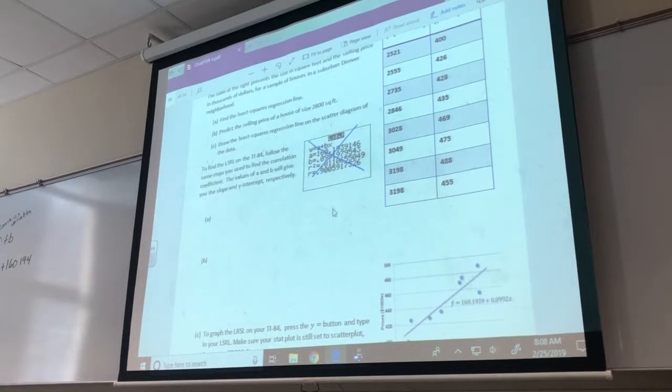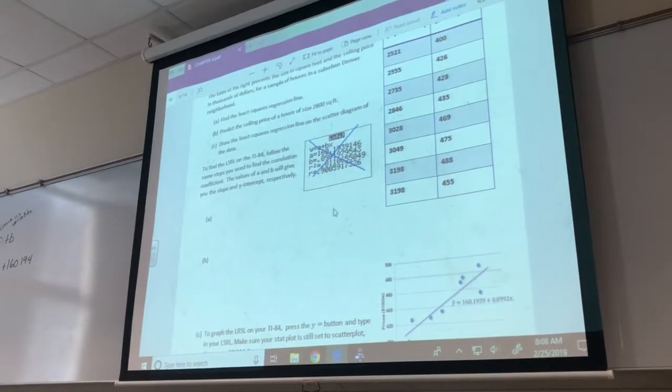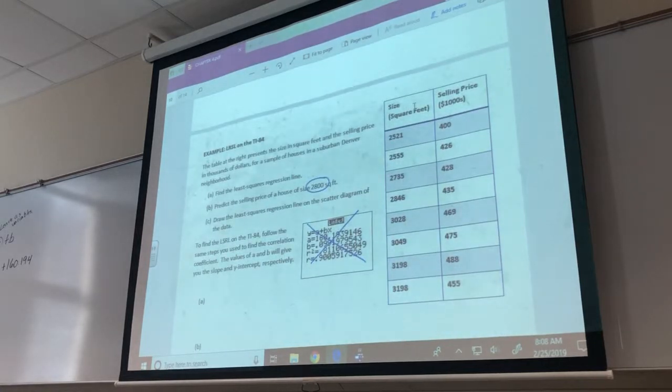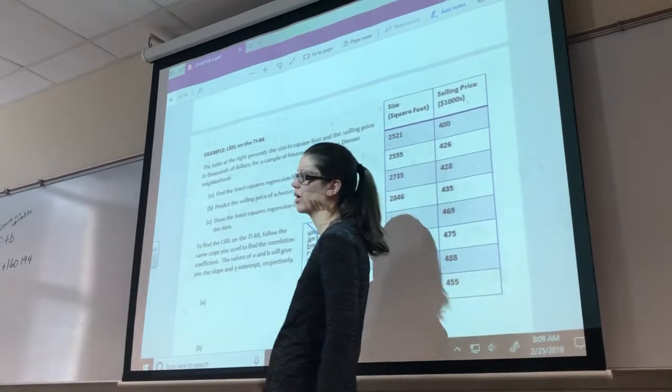Once you get to part B, that's the place where you actually do need to plug some stuff in. So they tell you to predict the selling price of a house of size 2,800 square feet. So if you're predicting something, you're going to be using the least squares regression line to predict what it is. The size of the house is our x value. So this right here is going to be our x, 2,800. Whenever they have these types of problems, if they give you a value, it's always going to be your x, and you'll just plug it in for your x.